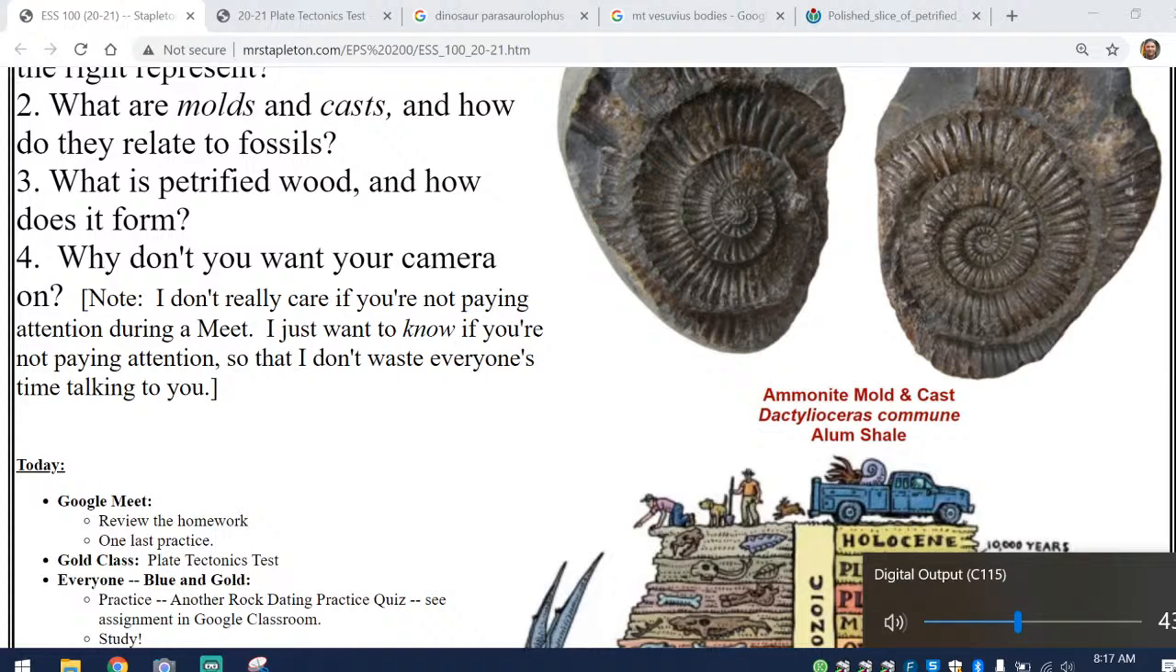If you're not going to have your cameras on, could you all at least try to be more responsive? Be ready to just unmute and answer if I call on you. All right? Okay, so I'll just keep looking at your circles for now.